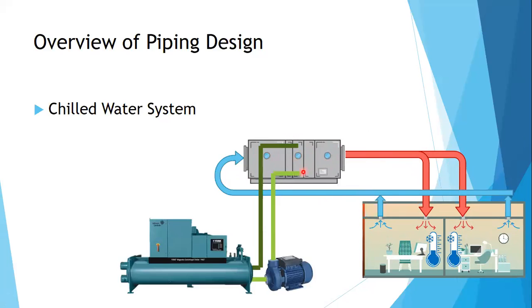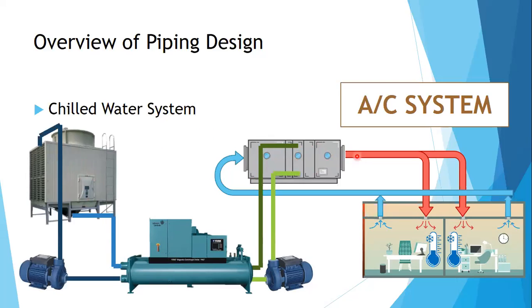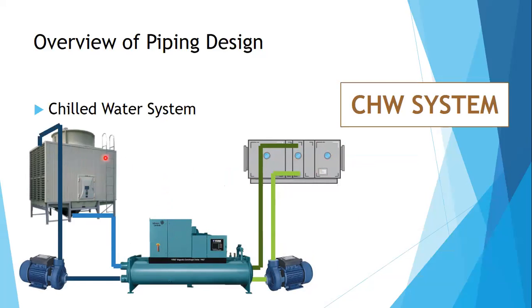This air handling unit will be connected to a chiller. Once the heat from this room is extracted by the AHU, the heat from the AHU will then be transferred to the chiller, and from the chiller, it will be transferred to your cooling tower. So this in its entirety is called your air conditioning system. Only this is your chilled water system.